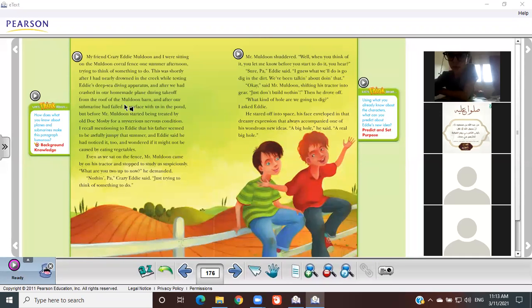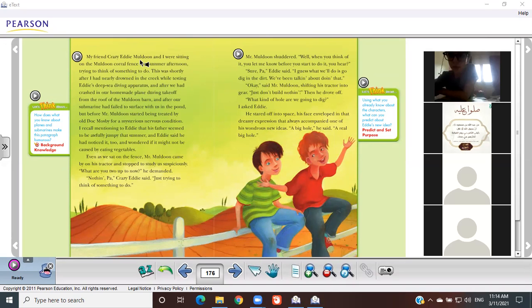Do you remember what a trait is? What's a trait? It's something that makes the character special. Very good. So tell me first a trait about Eddie.